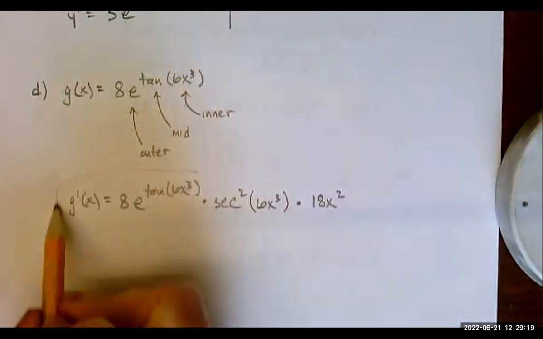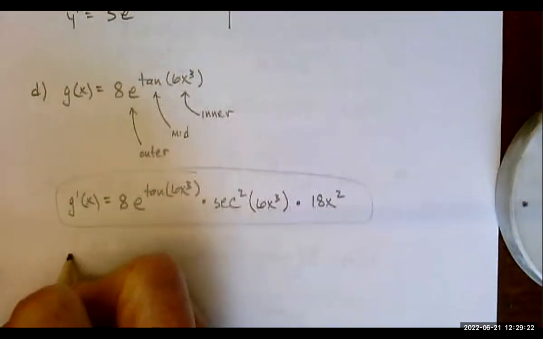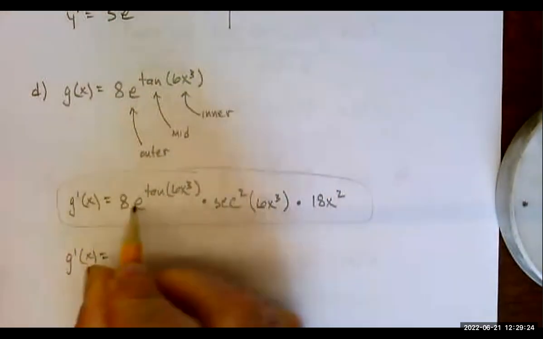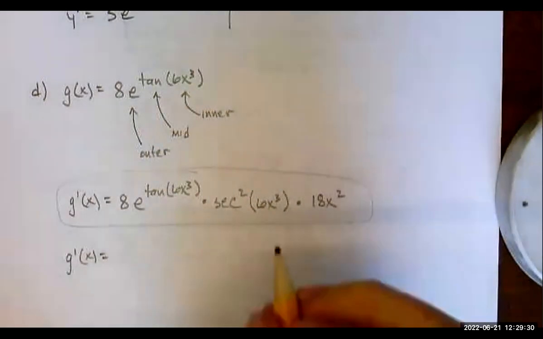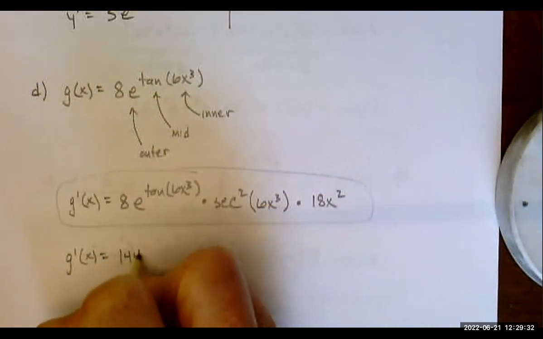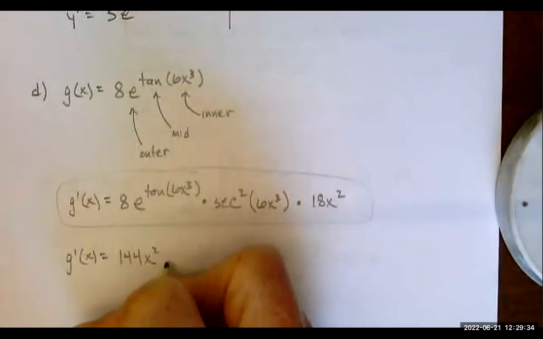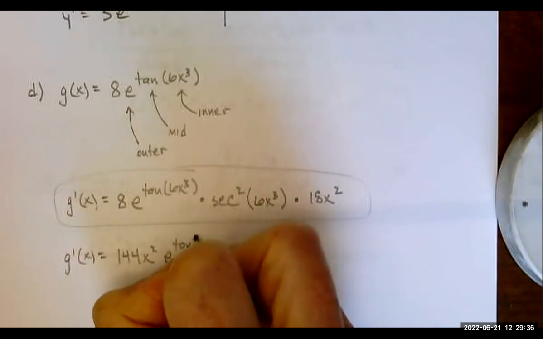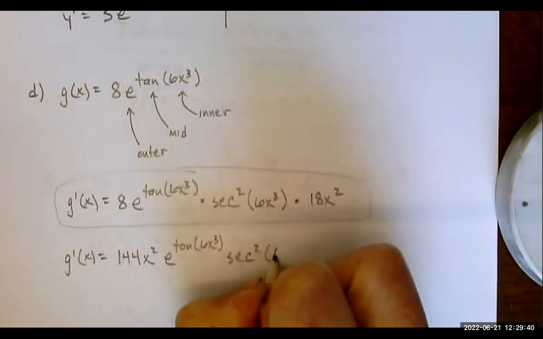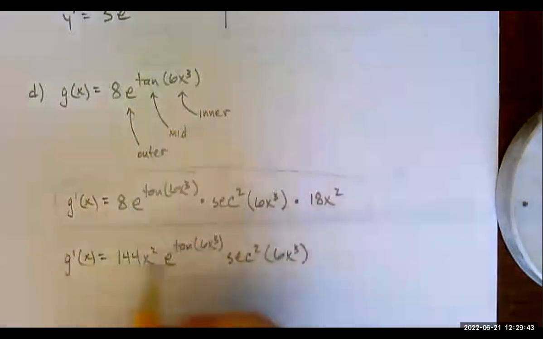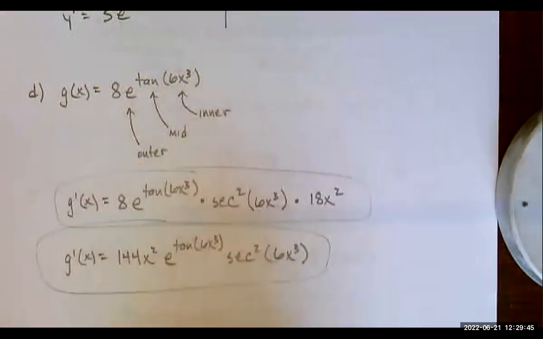So here's your unsimplified version. Simplified, what would we do here? 8 times 18. What's that going to be? My calculator, 144. Okay, so maybe we'd say 144x squared, e to the tangent 6x cubed, secant squared 6x cubed. Not a whole lot to really do there for the simplified version.